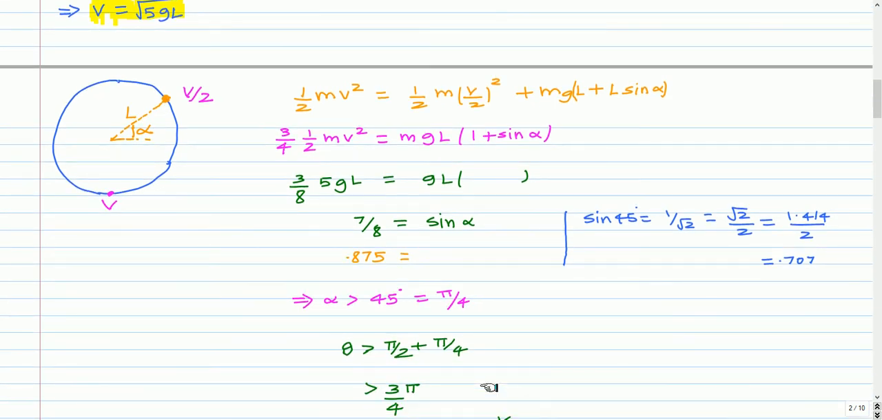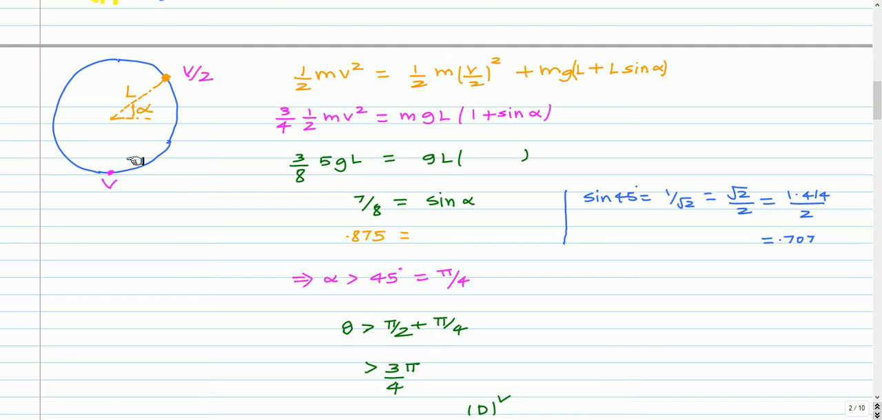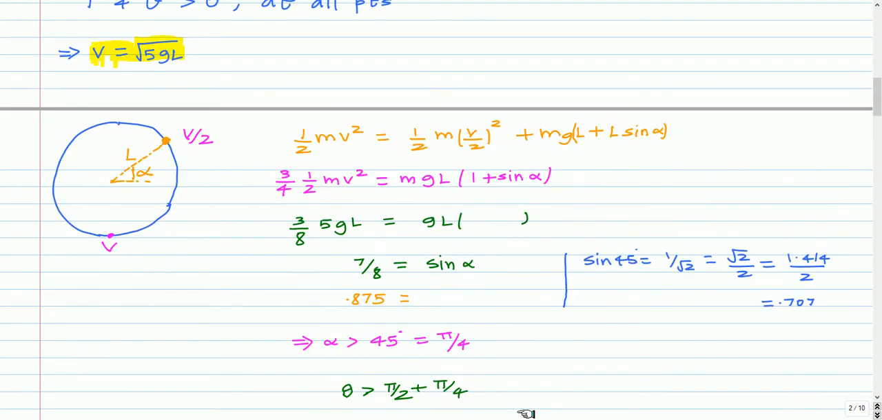So theta is the angle from this point, so it is 90 plus alpha, so pi/2 plus pi/4. So theta is greater than 3pi/4 but less than pi. So the correct option is option D.